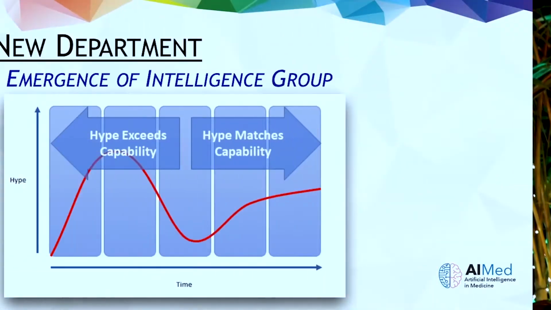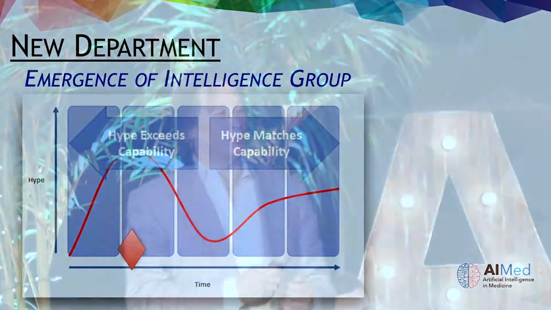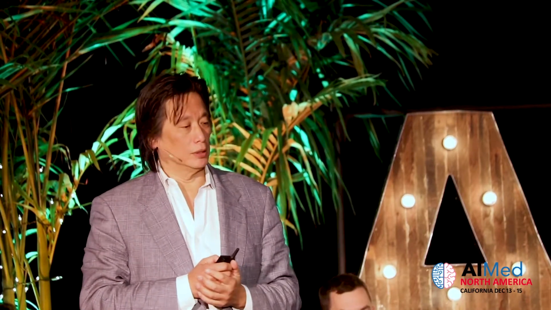And lastly, I think there's going to be an emergence of intelligence groups in hospitals, perhaps even chief intelligence officers in all the hospitals. Rather than chief information officer, the new CIO should be chief intelligence officer. And we're right in the middle of the hype period, and we're going to need a lot of patience to go beyond the hype period, and that's when we have dividends.